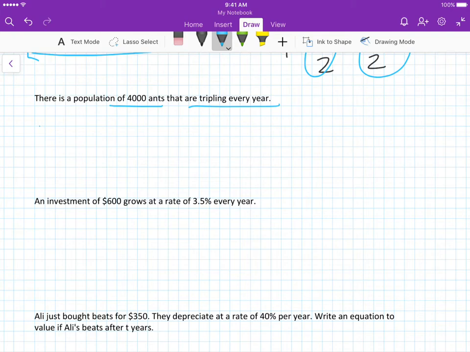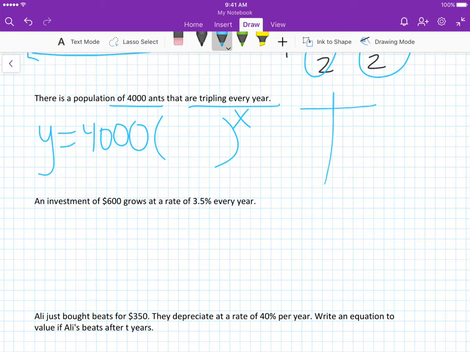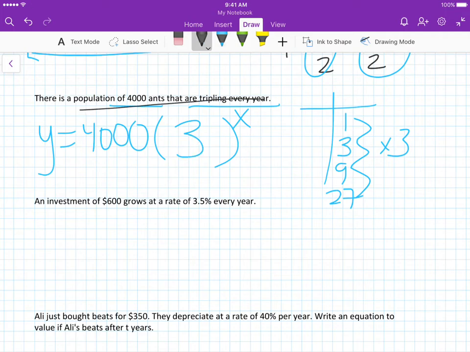Okay, well that means starting is 4,000. 4,000 ants to start, tripling every year. Well, tripling is pretty easy as well. If I think of anything tripling, 1, 3, 9, 27, my multiplier here would be times 3. So again, pretty easy stuff. There's my equation.